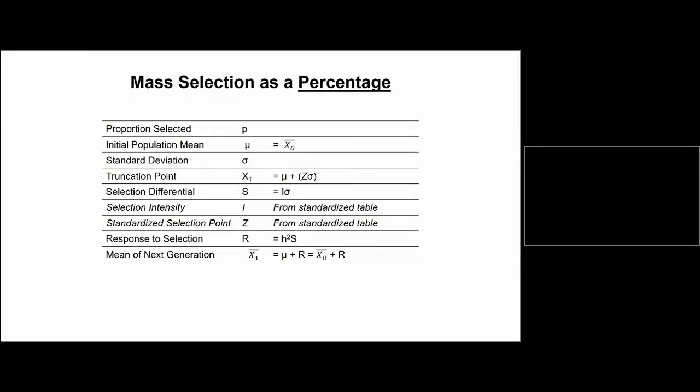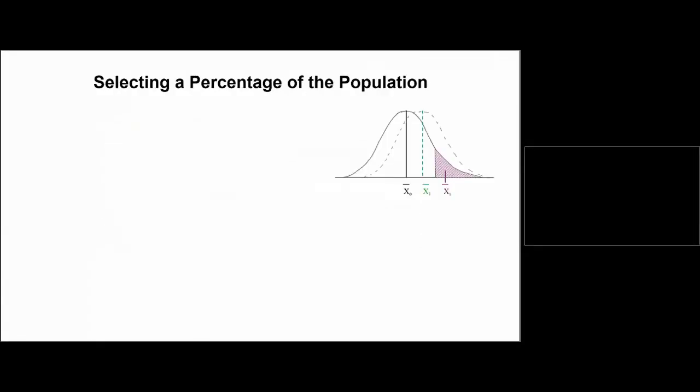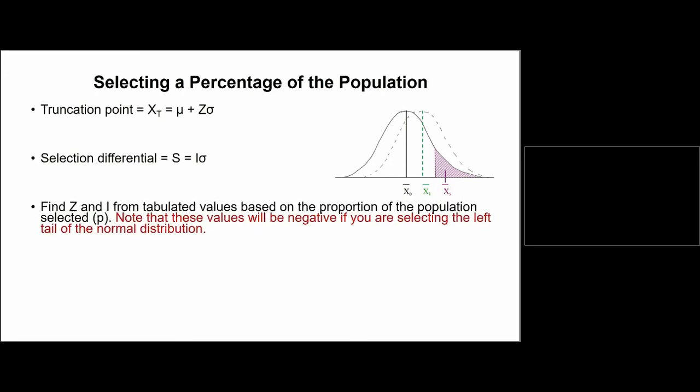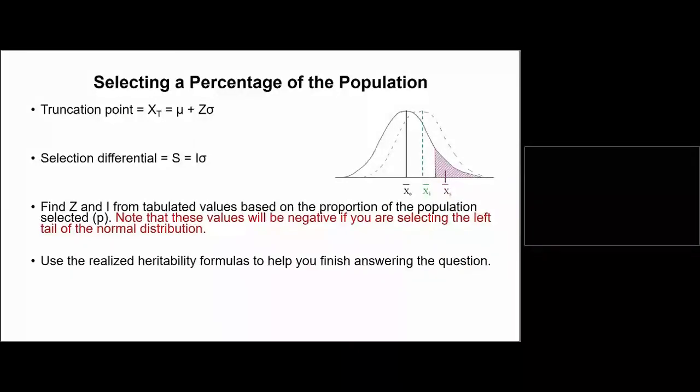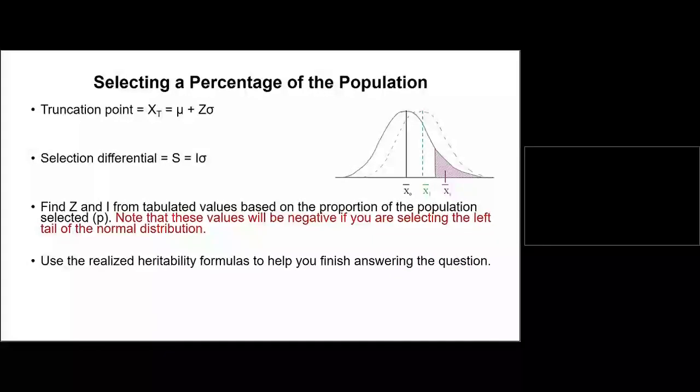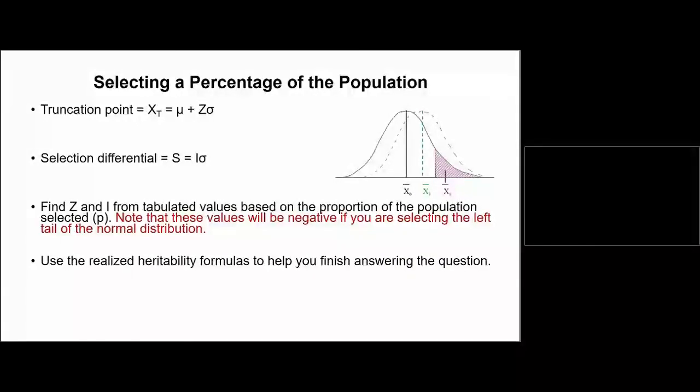All right, so let me show you how we're going to use this. How do we use this to actually figure anything out? What we want to do is use Z and I from the table to find out our selection differential and our truncation point. Then, to finish answering the problem, we'll need to use our realized heritability.